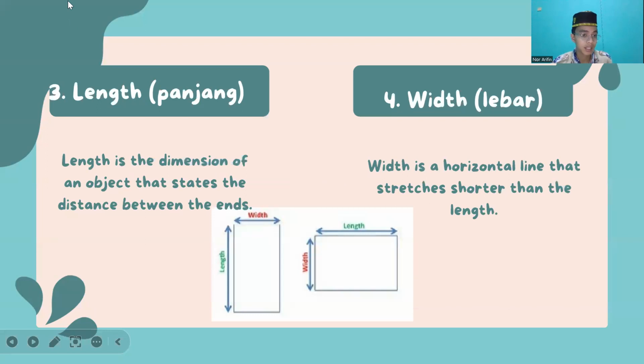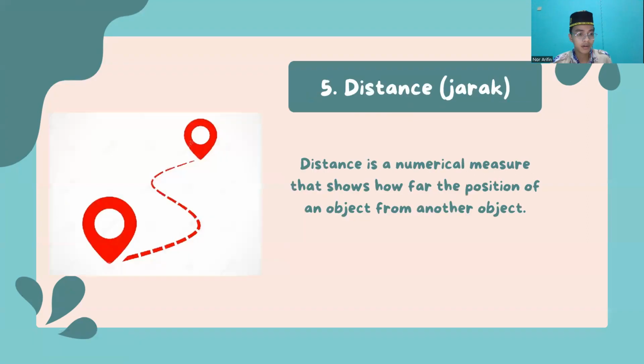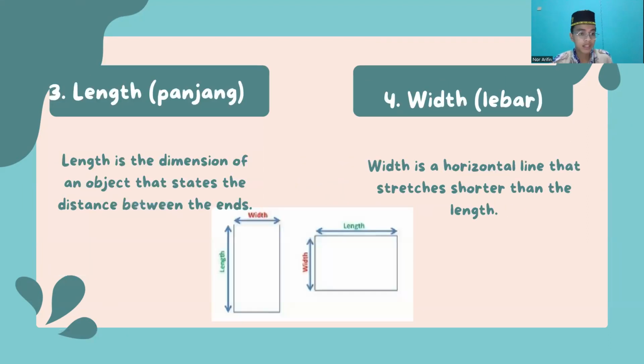Next is length. Length is the dimension of an object that sets the distance between the ends. Next, width, or in Bahasa we call lebar. Width is a horizontal line that is shorter than the length. This is a picture, for example. This is the length, and this is the width.